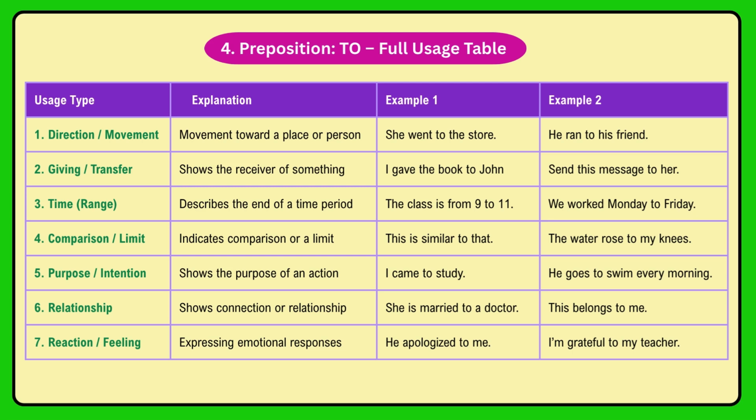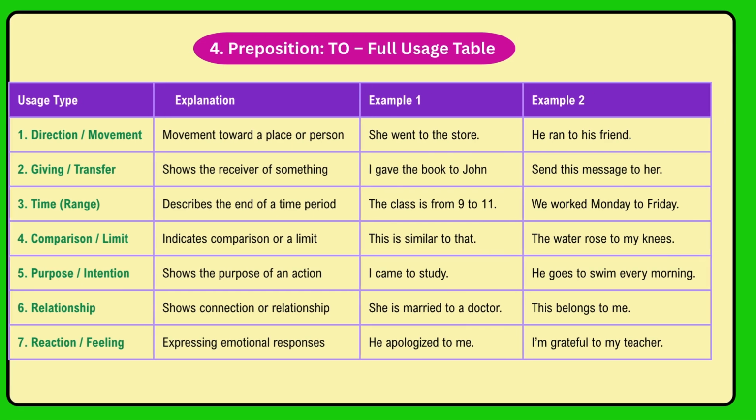5. Purpose or intention. Shows the goal or purpose of an action. I came to study. He goes to swim every morning. 6. Relationship. It shows a personal or social connection. She is married to a doctor. This belongs to me. 7. Reaction or feeling. Used when expressing emotional responses or reactions. He apologized to me. I'm grateful to my teacher.